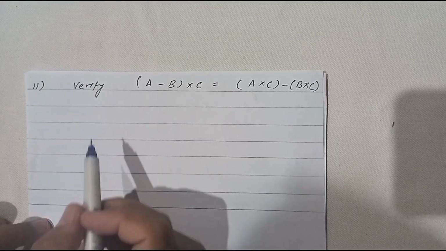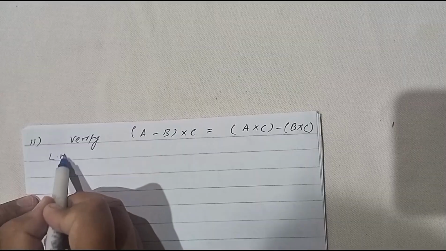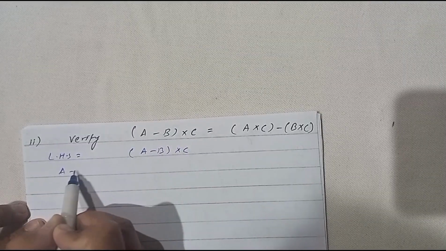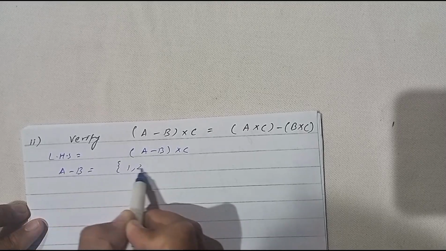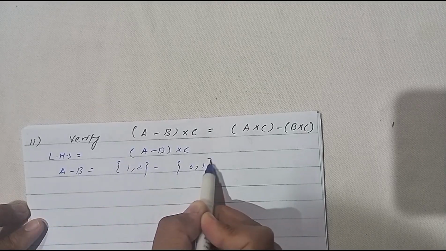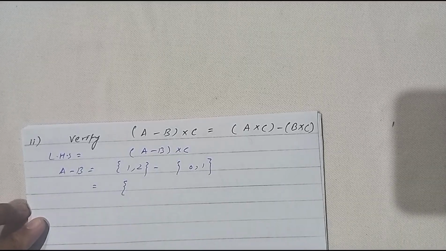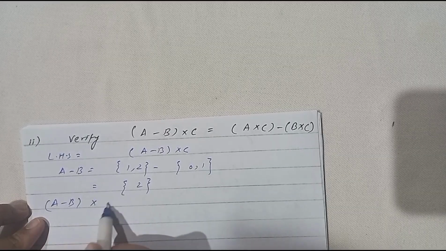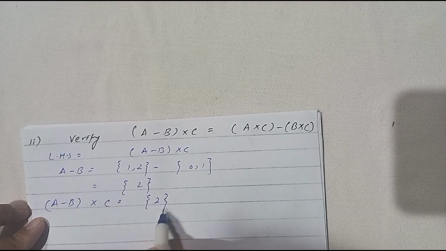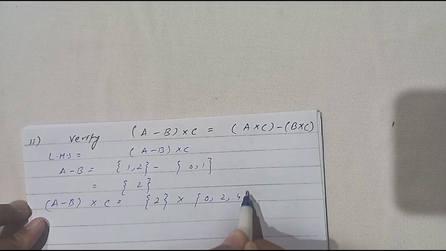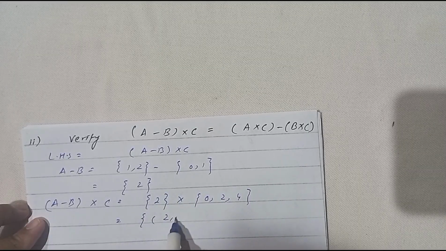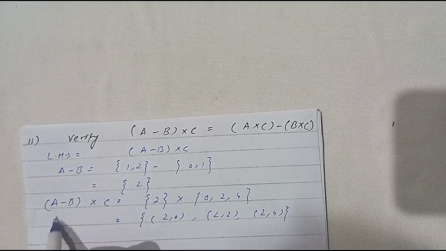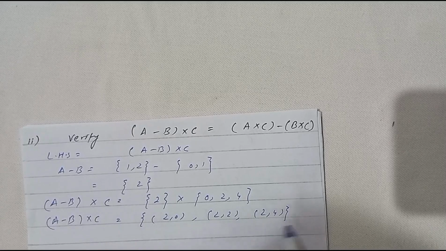So here we verify the second part, that is considering the left hand side, (A minus B) cross product with C. First we find the difference of the A and B sets. We write the elements of set A, {1, 2}, and then B elements {0, 1}. As 1 is in both sets, it is cancelled and only 2 remains in A minus B. Now find its cross product with set C. We write the elements of set C, that equals {0, 2, 4}, and pairing becomes (2,0), (2,2) and (2,4). So this is the left hand side answer. We call it equation number 1.